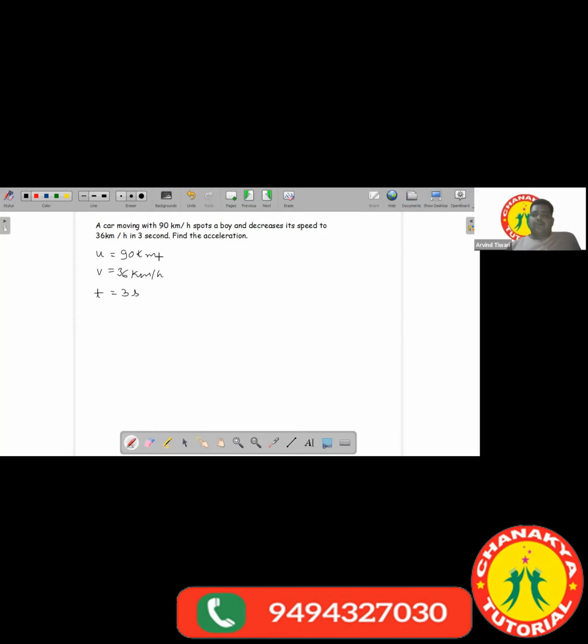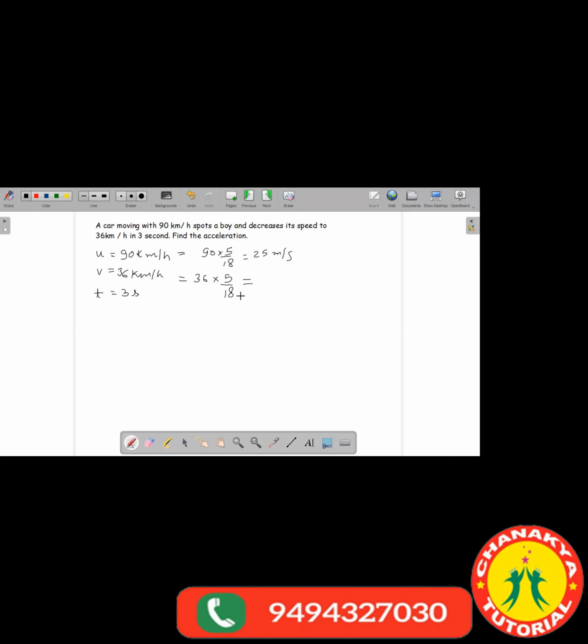So we will convert this kilometer per hour into meter per second. How do we convert kilometer per hour to meter per second? Multiply by 5 by 18. So 90 multiplied by 5 by 18 is 25 meter per second. And 36 multiplied by 5 by 18 is 10 meter per second.